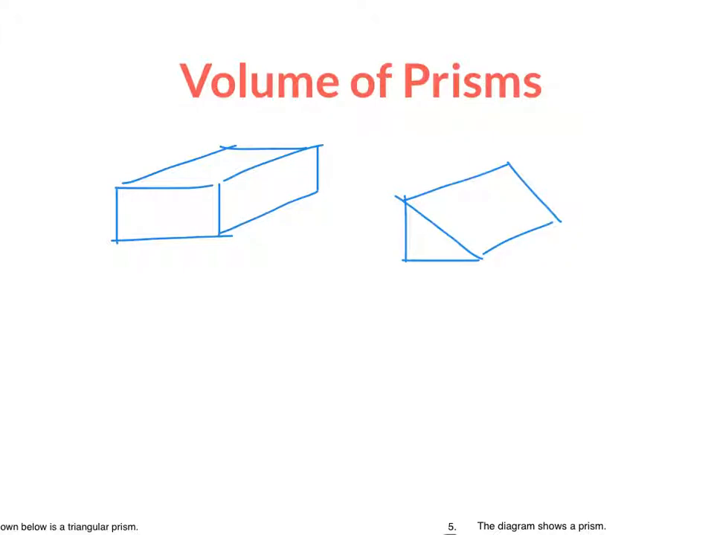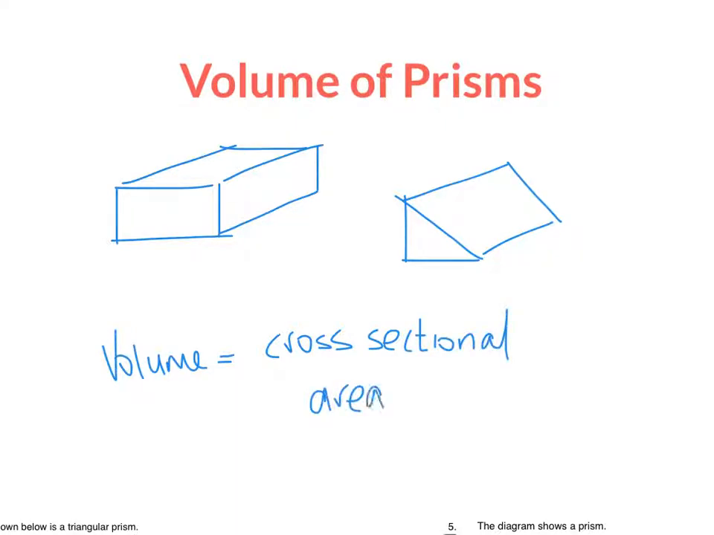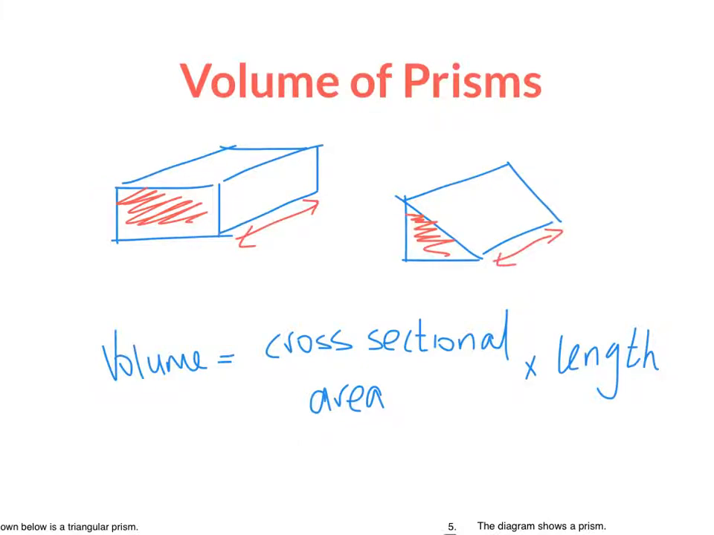Okay. Now, in order to find the volume of a prism, our formula is volume equals the cross-sectional area times by the length. Okay, now the cross-section is just this face at the front, and then the length is just this bit, which has made the 2D shape into a 3D shape.